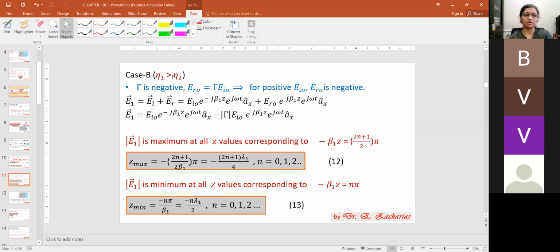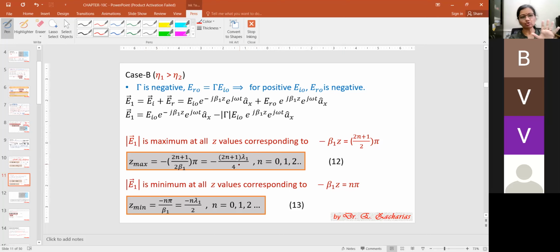Let me go to case B. Case B is eta 1 greater than eta 2. When eta 1 is greater than eta 2, obviously your reflection coefficient is going to be negative. Therefore, if EI naught is positive, ER naught will be negative. Again, let us write the sums. When you write the sum like this, you will get the net electric field to be this. In this case, you will just get the opposite of what happened previously, in the positions corresponding to Z max and Z minima.